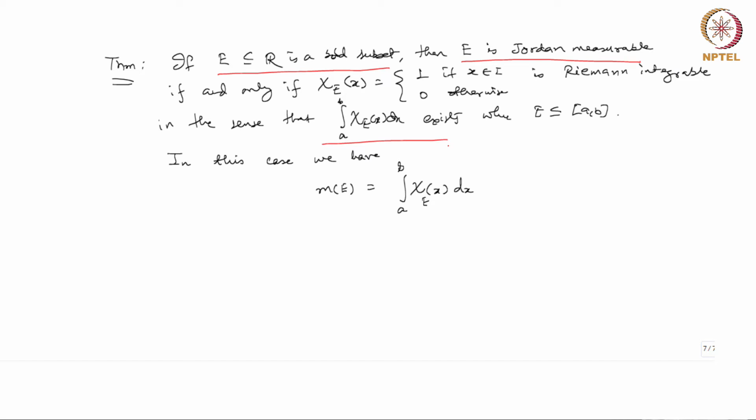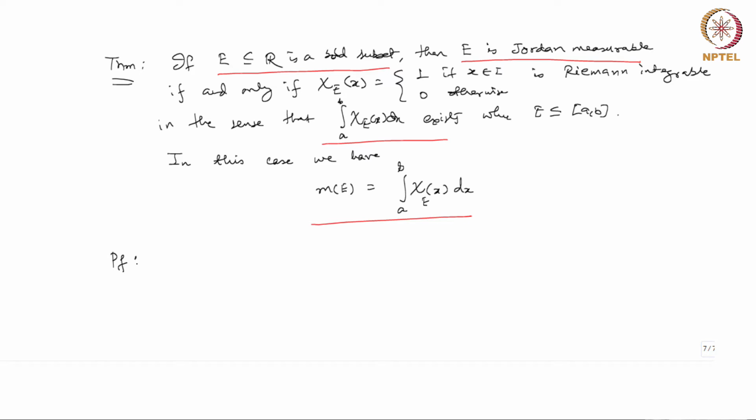And here I have added another statement which then identifies the Jordan measure with this integral from a to b of chi E dx. So not only that Jordan measurability of E implies the Riemann integrability of the indicator function and vice versa, but the Jordan measure is actually exactly the value of the integral of the indicator function.